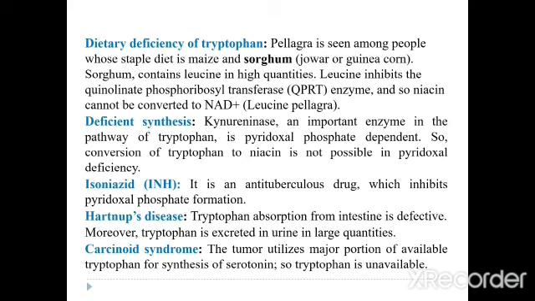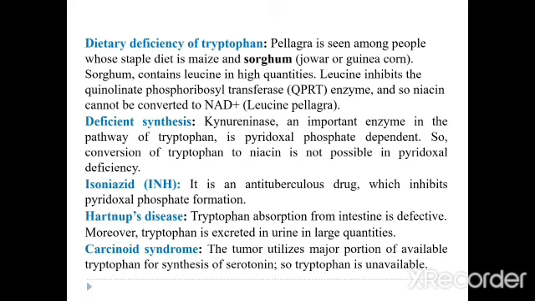Second cause is deficient synthesis. Kynureninase is an important enzyme in the pathway of tryptophan, and this enzyme is pyridoxal phosphate dependent. So conversion of tryptophan to niacin is not possible in pyridoxal deficiency. Third cause is isoniazid. It is an antituberculous drug which will inhibit the pyridoxal phosphate formation. So there is a block in the conversion of tryptophan to NAD.